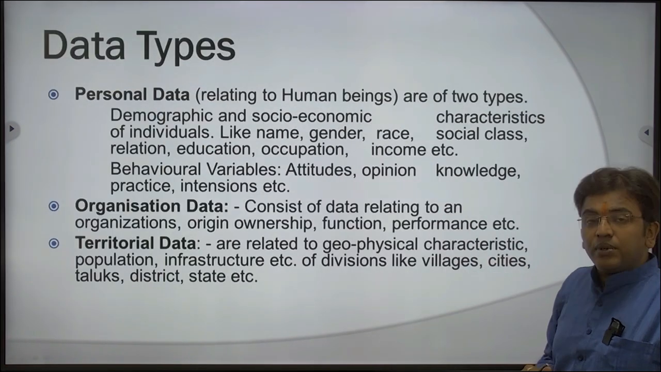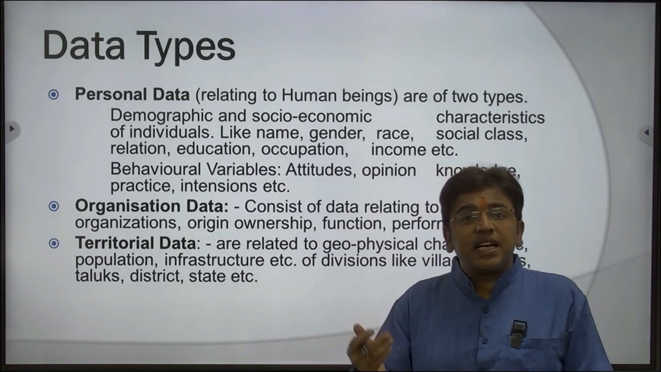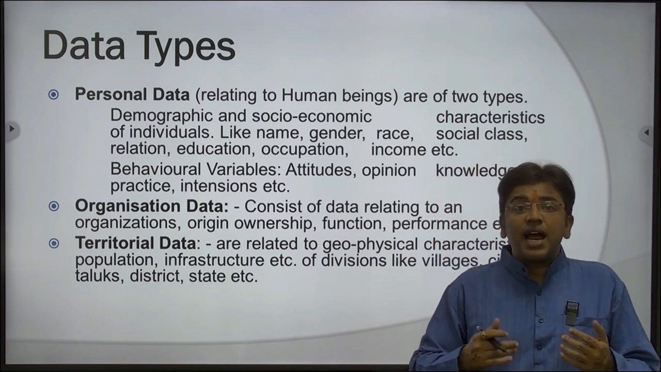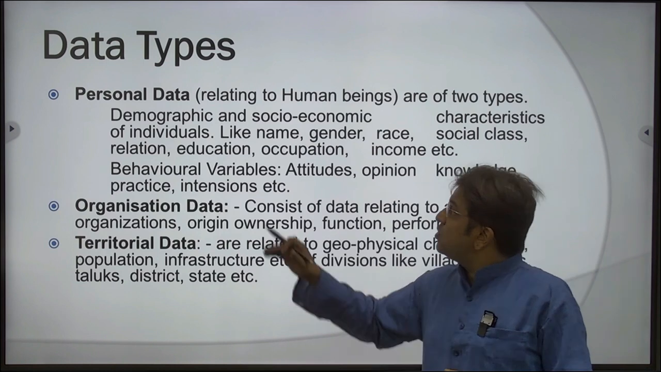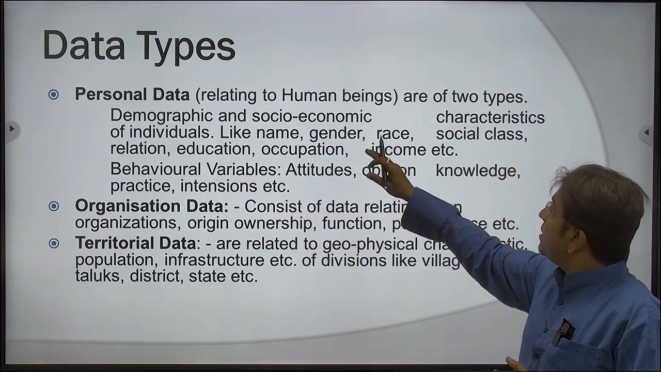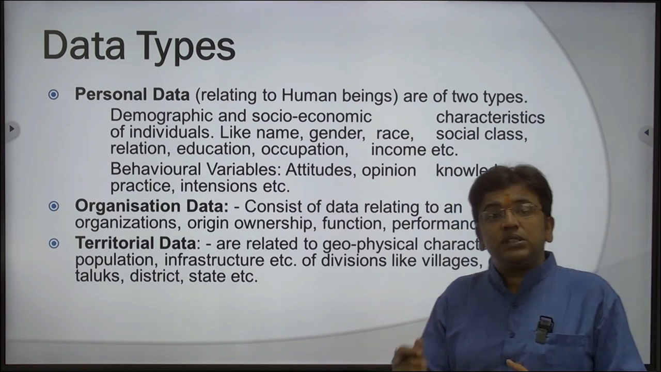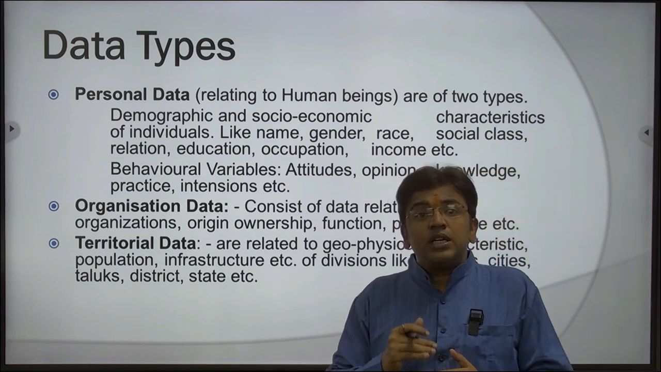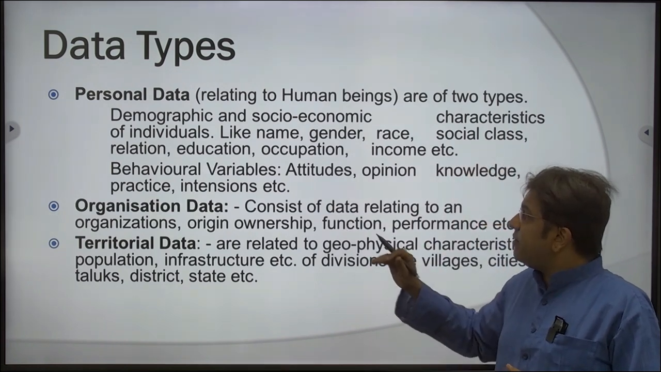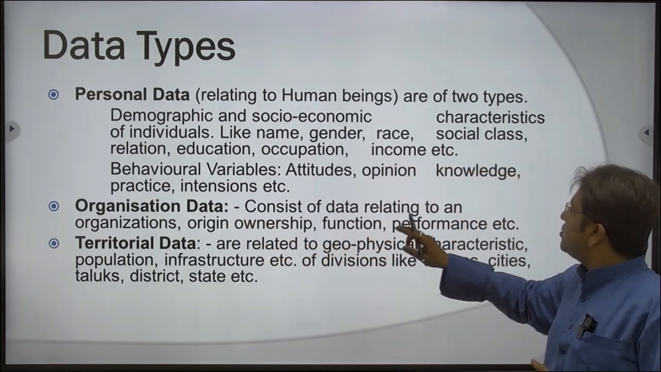Now data types. As in the previous slide I told you that data is of personal type, of organizational type and of territorial area. So when we deal with personal data, we are relating to human beings. I have told you that it is of both demographic and behavior type. Then organizational data consists of data relating to organization, origin, ownership, function, performance.